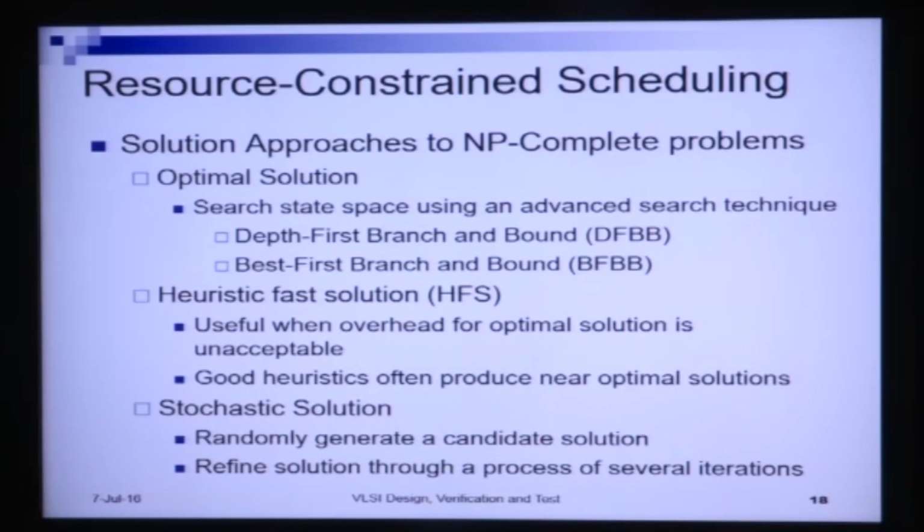The other approach is the stochastic solution approach. In this approach we start with an initial solution. A very crude heuristic fast solution could provide us this first randomly generated candidate solution, and from this solution we refine it through several iterations, moving through different areas of the state space and obtaining a solution. It will again not always give an optimal solution, but in many cases the solutions are acceptable and good. With this we come to the end of module 1 of lecture 3.